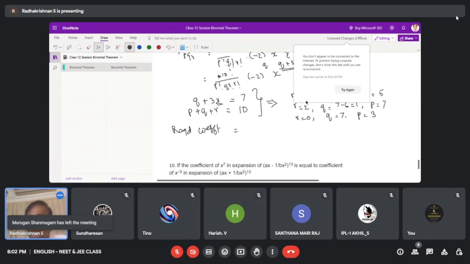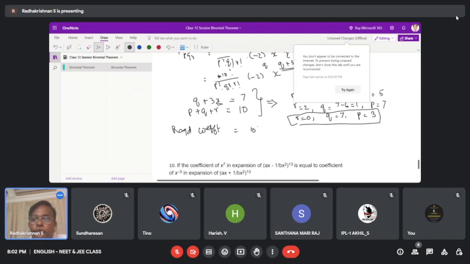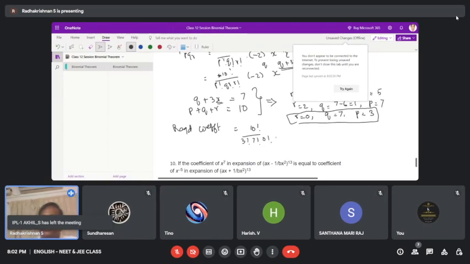So for each combination we can write down the coefficient. What is the coefficient for this? Take R equal to 0 first. 10 factorial by 3 factorial, 7 factorial, 0 factorial. So that is the coefficient when P equal to 3, Q equal to 7 and R equal to 0.